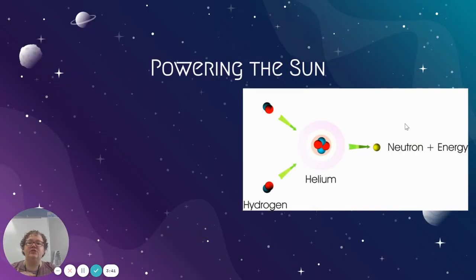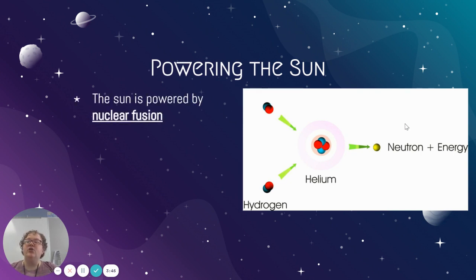All right, so the process that actually powers the sun and creates the energy for the sun is called nuclear fusion. So there are 2 different processes that have similar names: nuclear fission and nuclear fusion. We're just going to be talking about nuclear fusion right now.